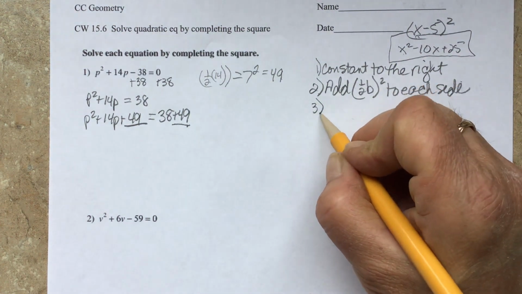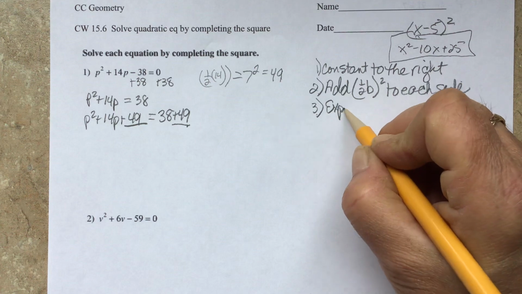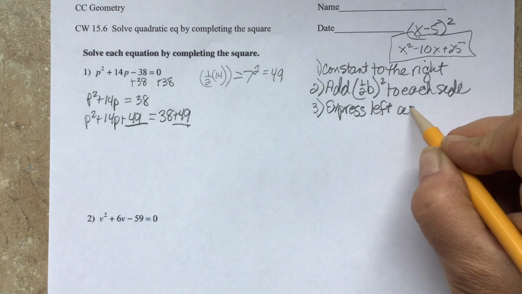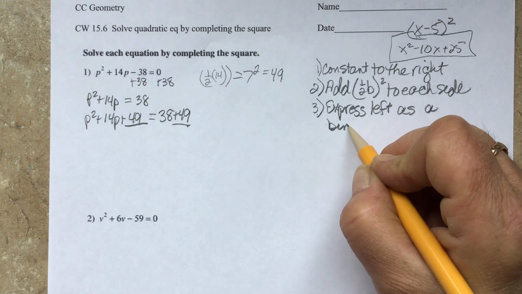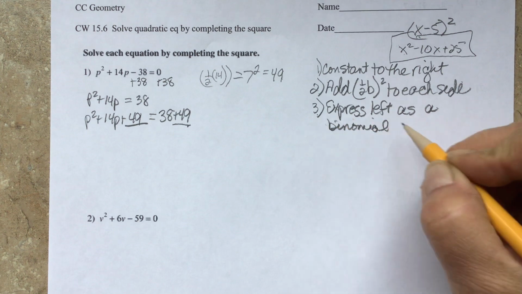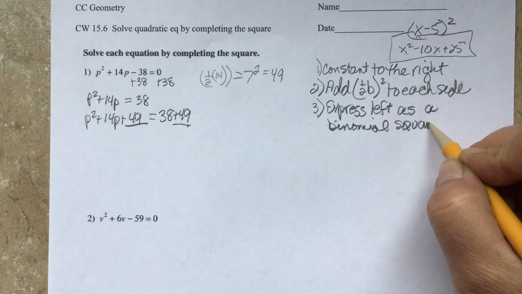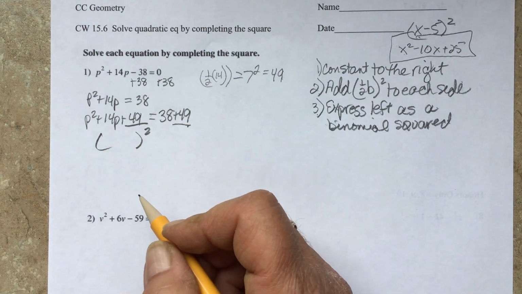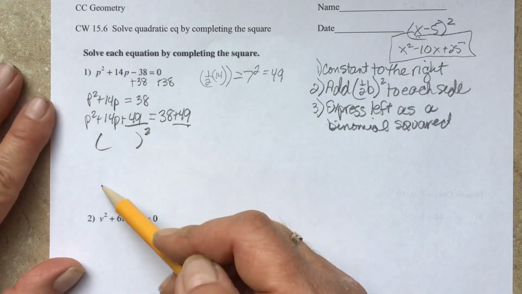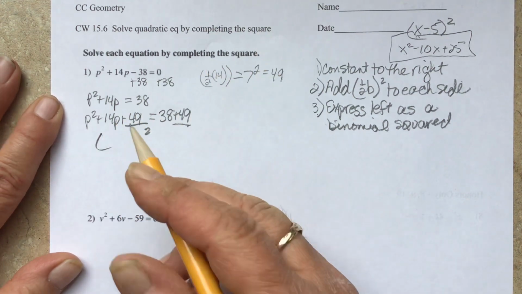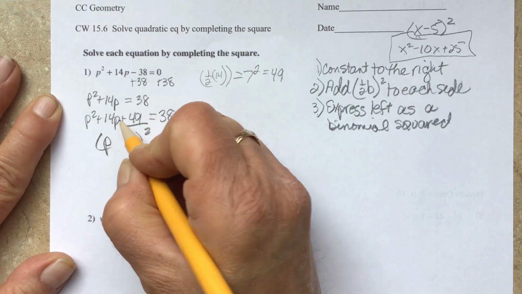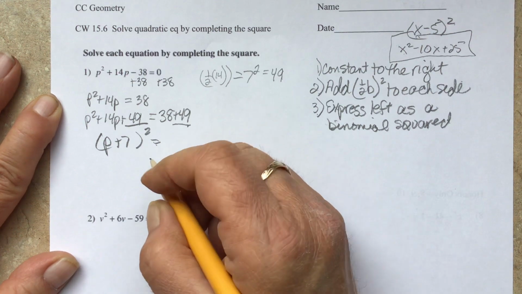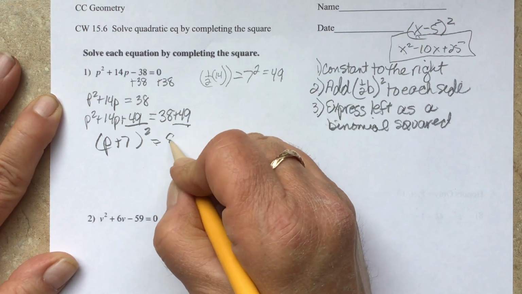All right, our next step is to express the left as a binomial, 2 terms, squared. Okay, so we want a binomial squared. In this case, we can look at either half of 14 or the square root of 49. They will be the same. They have to be the same. Otherwise, this is not a perfect square trinomial. So p plus 7 squared equals, and 38 plus 49 is 87.